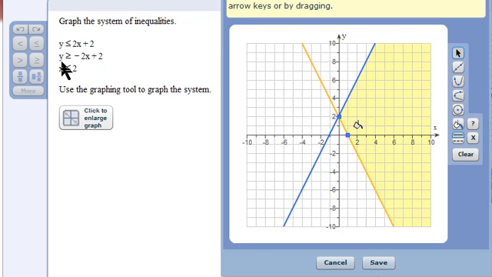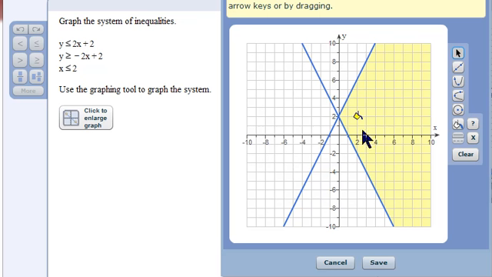And then let's see, (0, 0) doesn't make this true because if I put those values in, I'd have 0 is greater than or equal to 2. That's not true. So we don't want this part over here shaded that includes (0, 0). We want this part over here shaded that doesn't include (0, 0). And you can see that I can actually just pick up my little paint bucket here in the graphing system and I can move it wherever I like. And right now I want it here because that's where these two inequalities overlap.